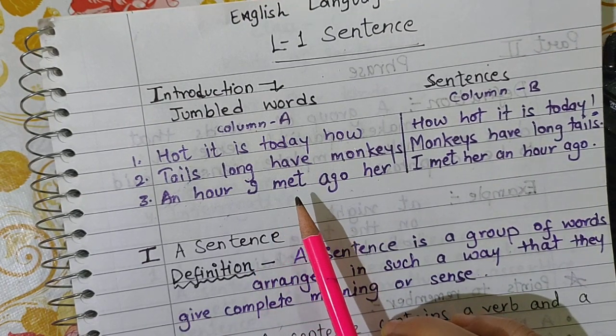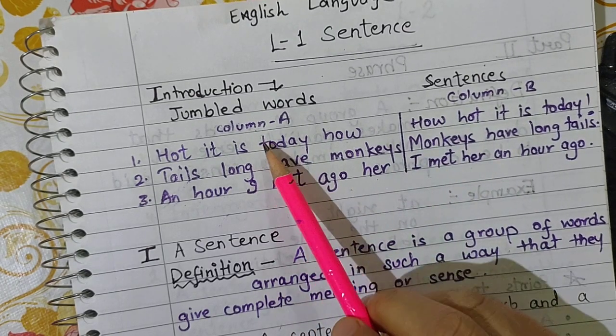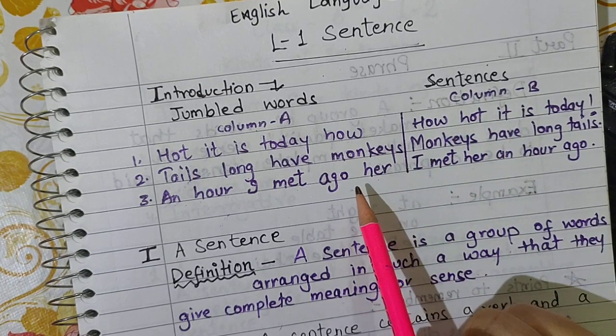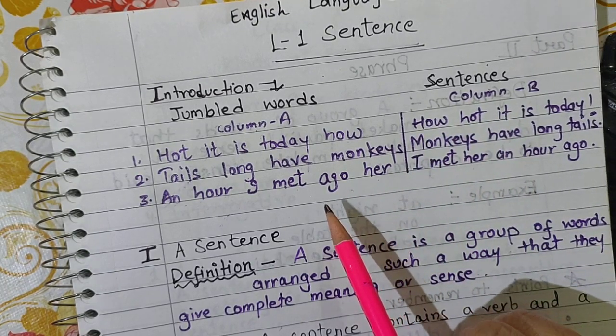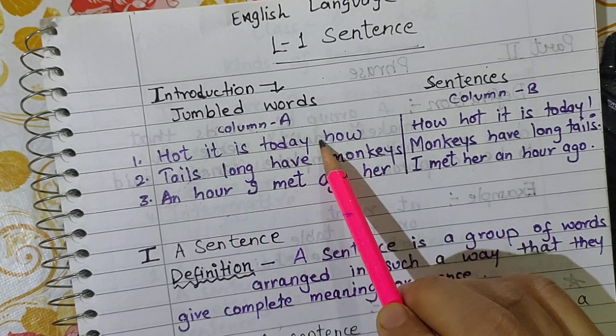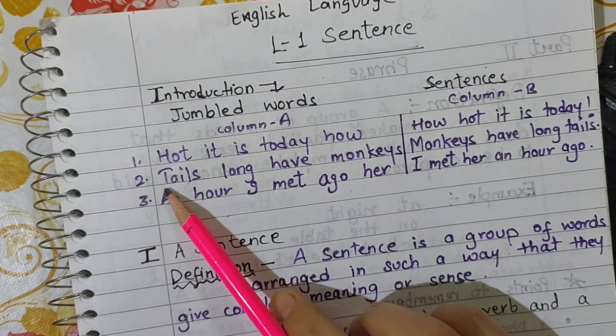Now here you can see there are two columns, column A and column B. In the first column there are some words, and in column B also there are some words. Now I am going to read these words. In column A: hot it is today, how. Column B: how hot it is today.